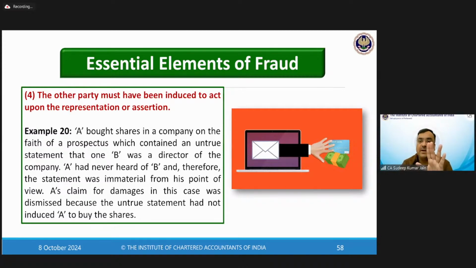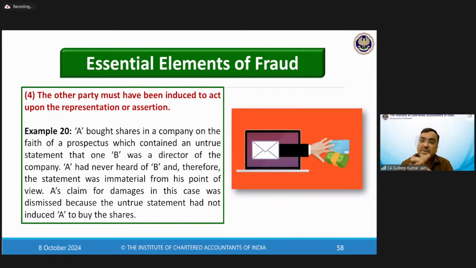A company has given a false statement in its prospectus that Mr. B is the director of the company, but actually he was not a director, right? Mr. A says he has bought the shares on the belief that B is the director in the company, and so there is fraud with me. I need the compensation. The court says to A, you know who is B? Have you ever heard the name of B?